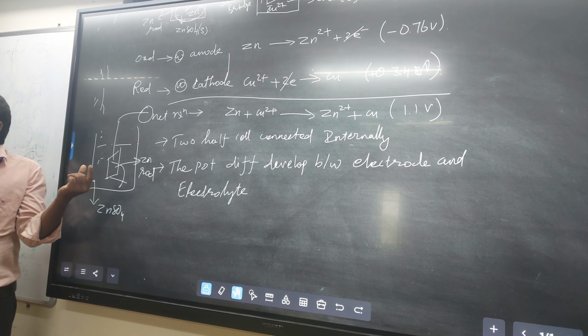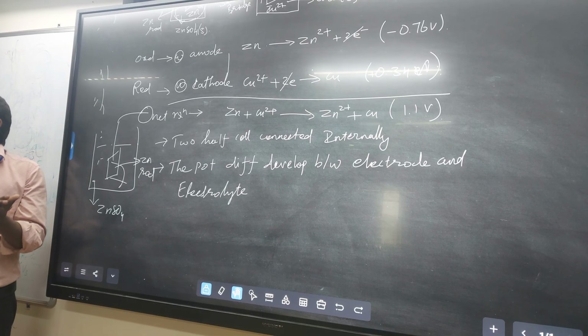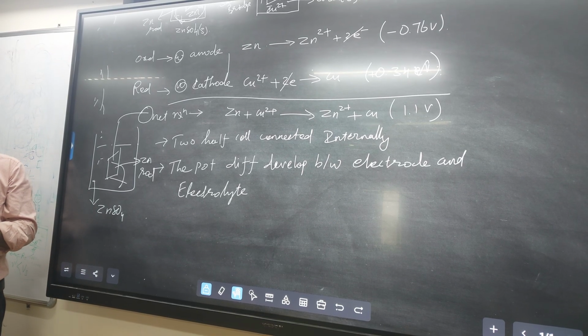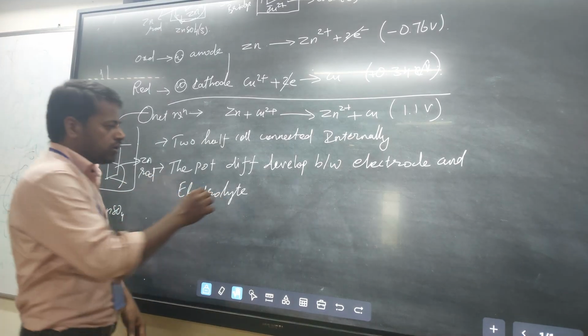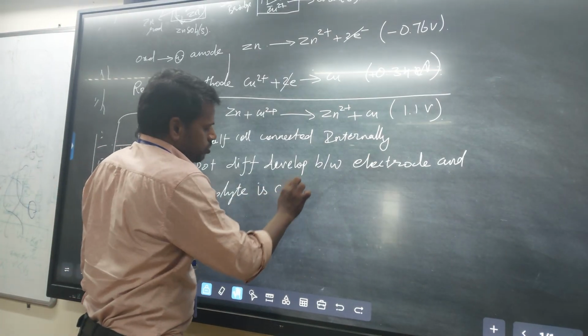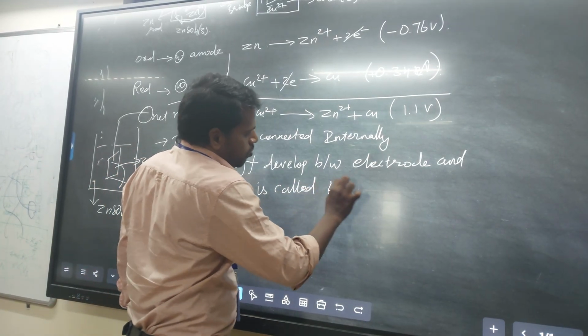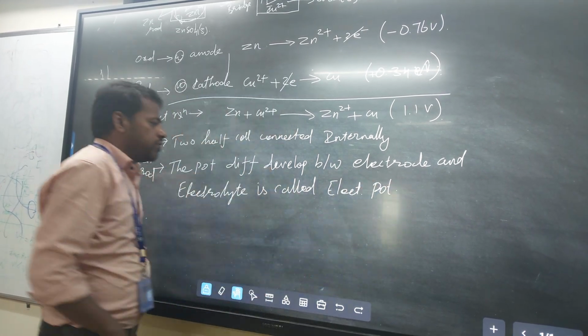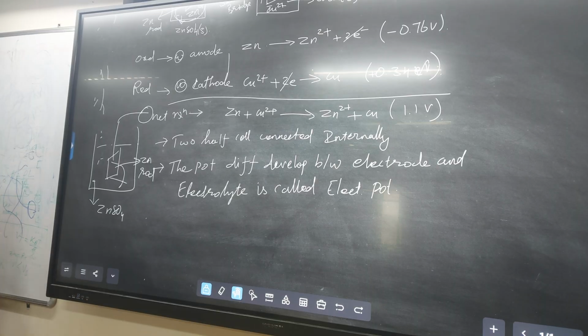Therefore that potential difference is called electrode potential.